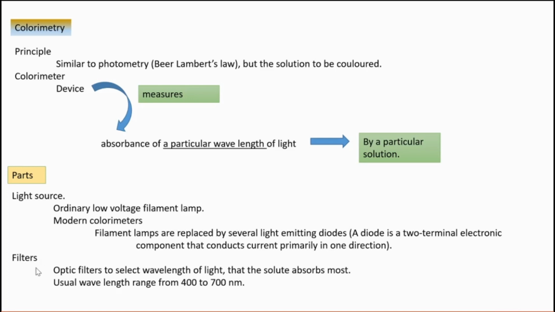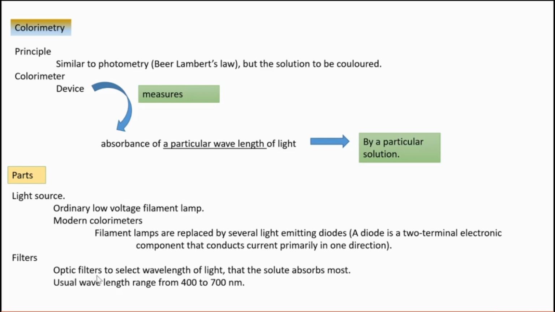Then filters are there. Filters are present in colorimeter mainly for selecting a particular wavelength of light to pass through that solution. And that selection mainly depends on what wavelength that solute can absorb more. If you are passing a wavelength that the solute particle cannot absorb much, it is of no use. The main thing, you have to pass such a wavelength of light that can be absorbed by the solute much more. Only then we will get a very accurate result. And using that result, we can understand the concentration of that solution. So, filters are used for selecting the wavelength suitable for that solution.